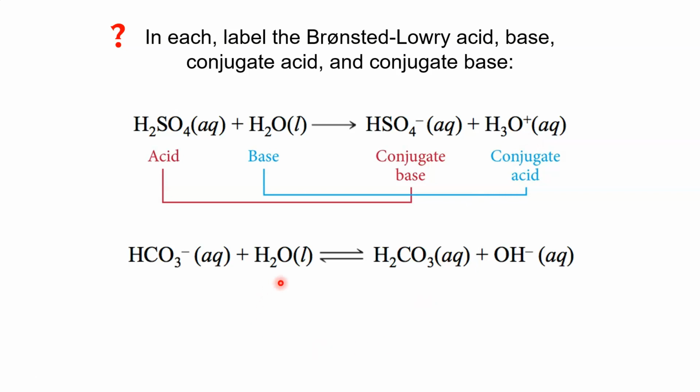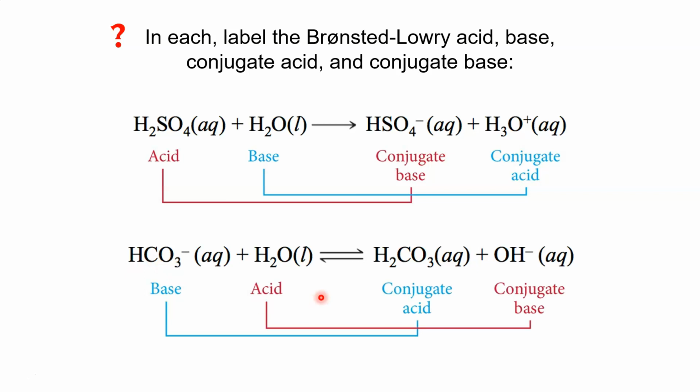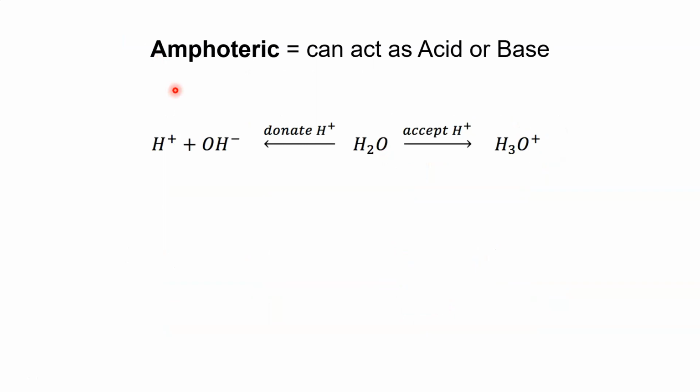So then if we look down here, we can see that water, instead of accepting a proton on this side, has now donated it. So it must be the acid. And then this guy here, this HCO3, has to be the base. And we are correct. The acid has donated a proton and is the conjugate base. And this base has accepted the proton. It is the conjugate acid. So water is really interesting. We call it amphoteric.